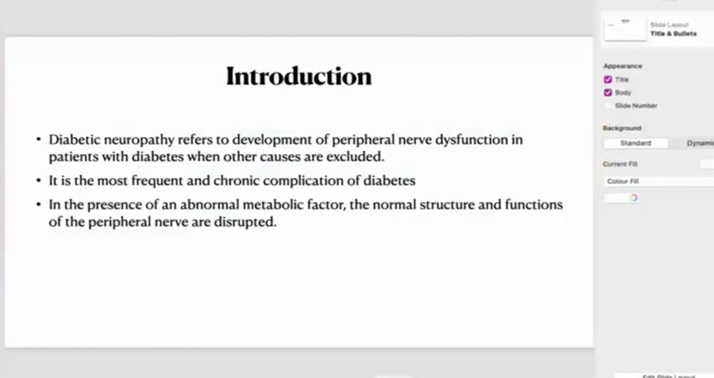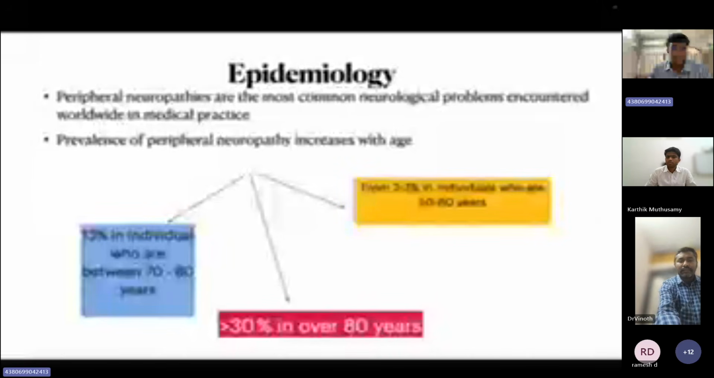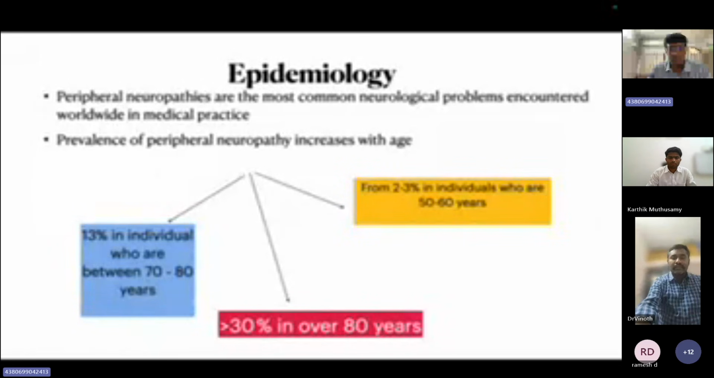Diabetic neuropathy refers to the development of peripheral nerve dysfunction in patients with diabetes when other causes are excluded. So it is a diagnosis of exclusion, and it is one of the most frequent and chronic complications in long-standing diabetic patients. In the presence of abnormal metabolic factors, the normal structure and functions of the peripheral nerves are disrupted. So going into the epidemiology, peripheral neuropathy by itself is the most common neurological problem encountered worldwide in medical practice.